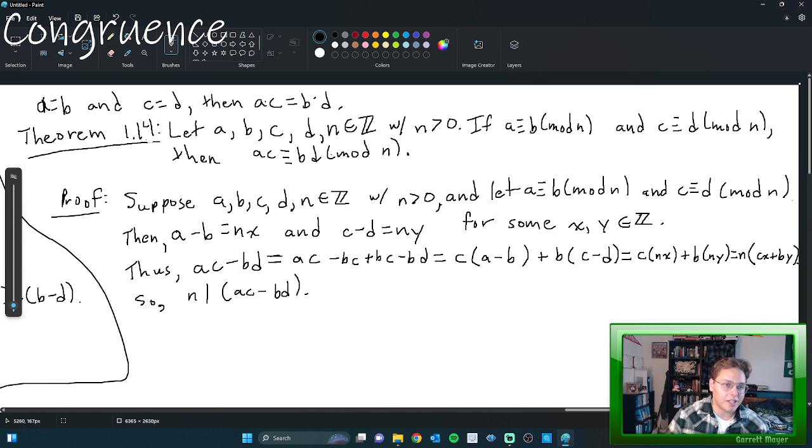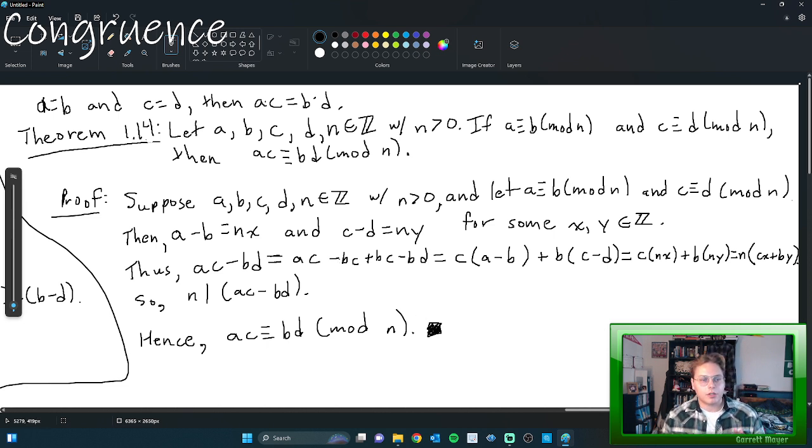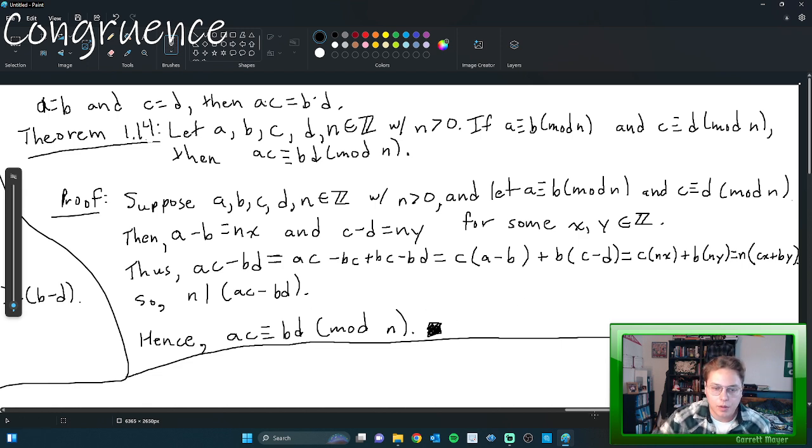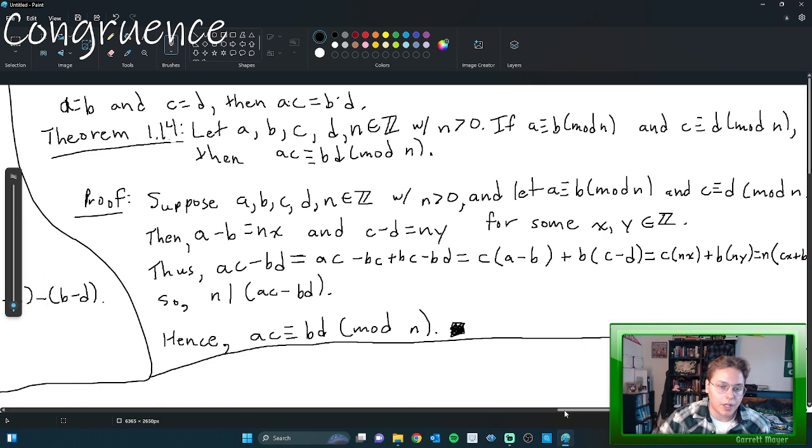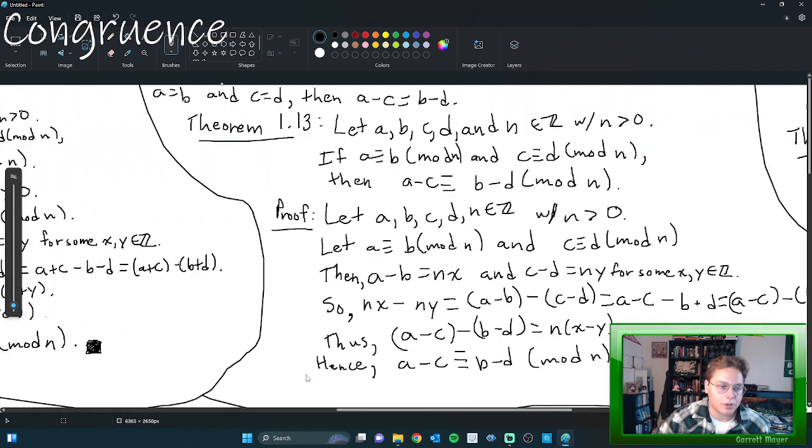And now, based on this, we have basically what we need. By the definition of congruence, AC is congruent to BD. And that's our proof. So a key takeaway from this proof is that sometimes when you're stuck, adding and subtracting a term can be helpful, but it's not always the easiest to figure out what specifically to add and subtract. But with all this, we've shown that these three ideas are true.